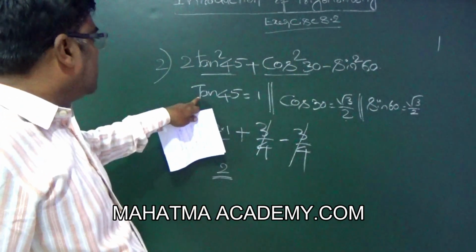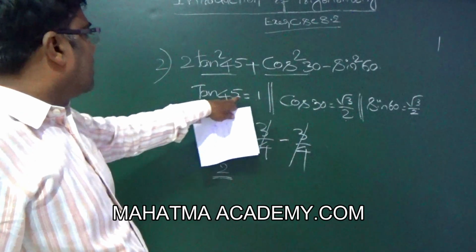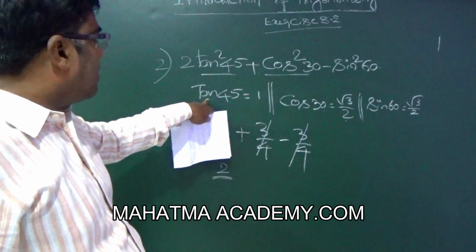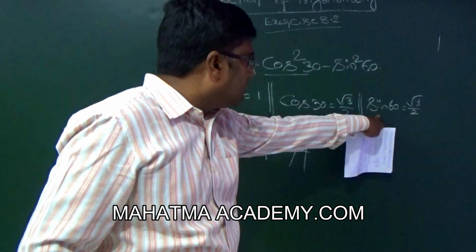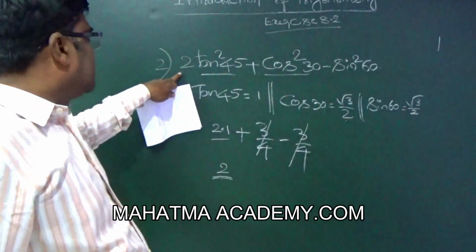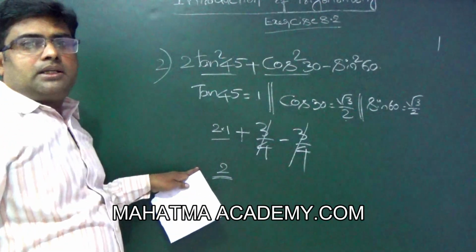By substituting, simply substitute the trigonometric function values. Tan 45, cos 30, sin 60 values. We will substitute in this equation. We will get the result 2.